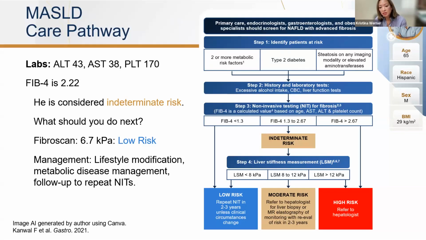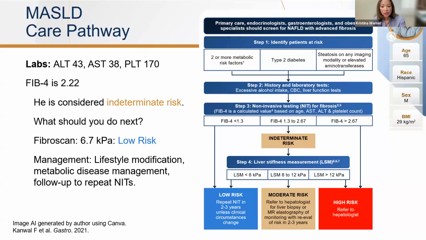FIB4 result of 1.3 to 2.67 is an indeterminate risk, and so if that's the case, you go to step 4, which is checking for liver stiffness measurement or LSM through FibroScan or the vibration-controlled transient elastography. And so based on the LSM score, let's say your LSM is less than 8 kilopascal, that's considered low risk. And again, the recommendation is 2 to 3 years check of NITs.